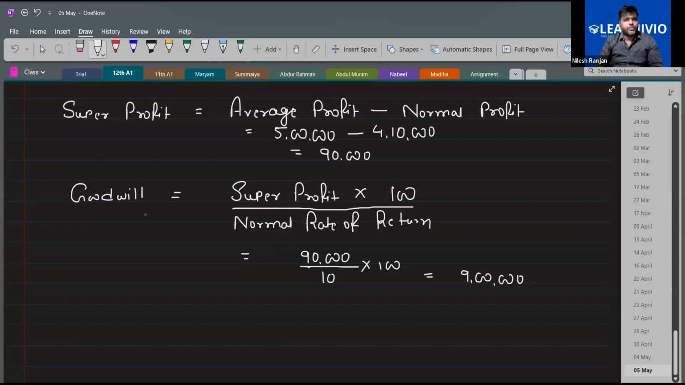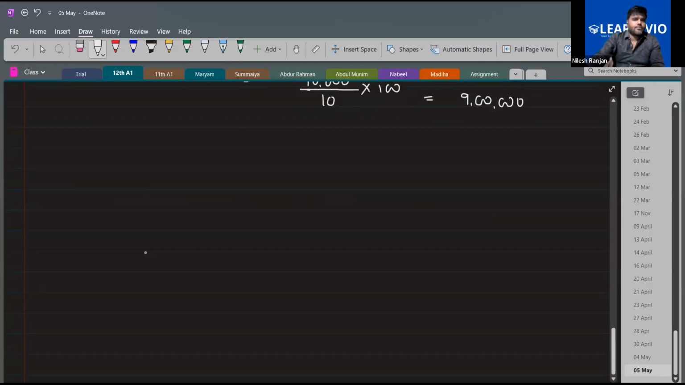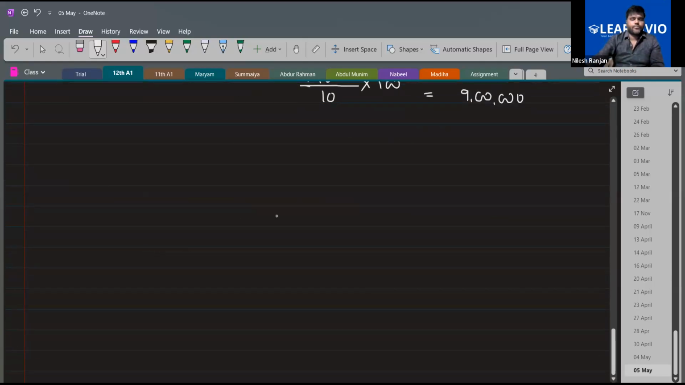So I will explain a little bit of this change in profit sharing ratio now, and the remaining part we will discuss in the next class. So done, everyone completed. Okay, so it is change in profit sharing ratio.